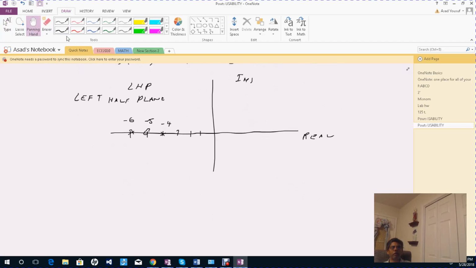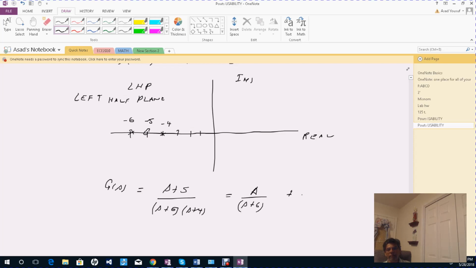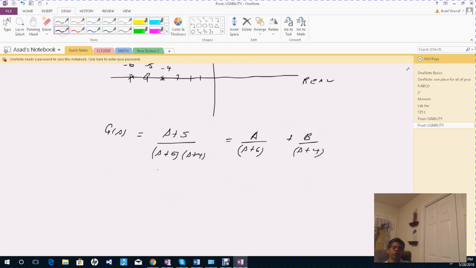Let's see how we can show that. Here we have a transfer function G(s), and we can find the inverse Laplace transform. First we have to apply partial fractions. So now it's going to be A over (s + 6) plus B over (s + 4), and we'll quickly do the partial fractions. It's the same math we did before, so we can do it again.